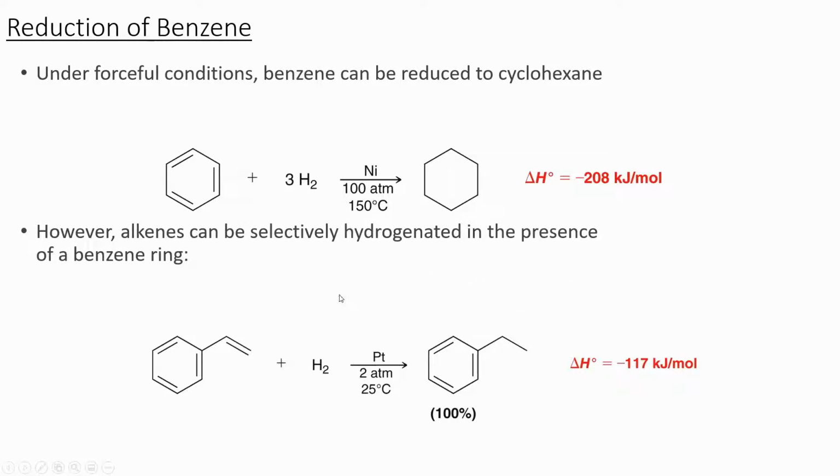We're going to look at the reduction of benzene, which is actually quite difficult. Under forceful conditions, we can reduce benzene to cyclohexane. But let's just take a look at these conditions. 3 equivalents of hydrogen, that's not too bad. A nickel catalyst, that's not too bad. 100 atmospheres of pressure and 150 degrees Celsius. So in order for us to reduce benzene, it takes a lot of energy put in.